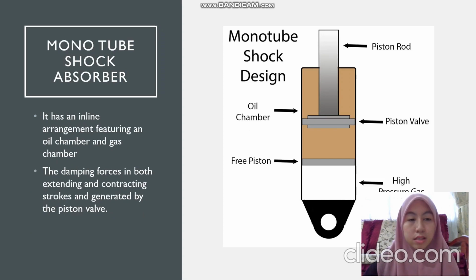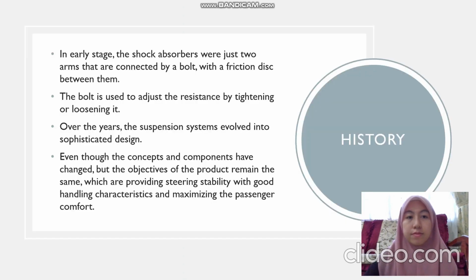The second one is monotube shock absorber. It has an inline arrangement featuring an oil chamber and gas chamber. The damping forces in both extending and contracting strokes are generated by the piston valve.